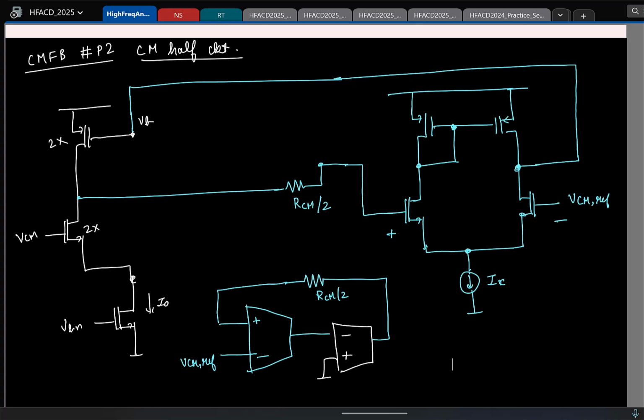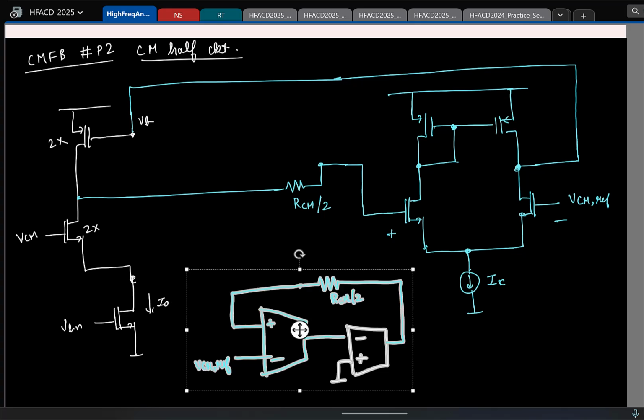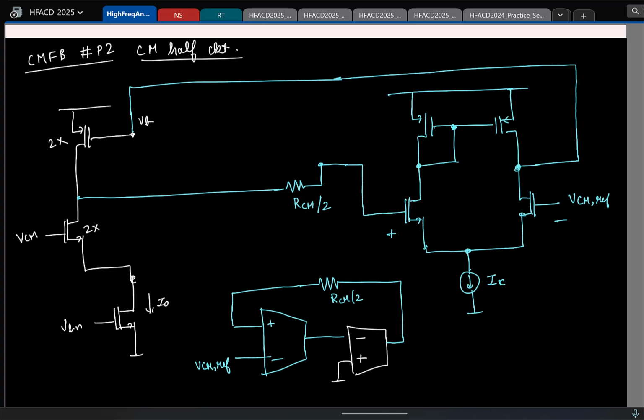I now have a two-stage OTA like this put in feedback. So any comments? Is it for small signal, or is this for the complete picture? Even for small signal, this is the case.